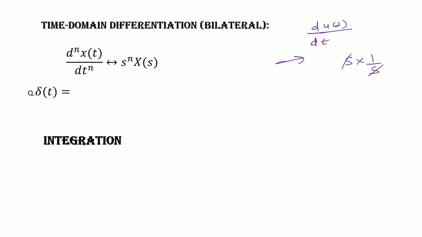Okay, similarly for integration, if we have the integration from 0 to t of x, then the output will be 1 by s times x of s. You can establish the similarity between differentiation and integration. For integration it will be 1 by s, and for differentiation it will be s. Okay, have you understood? So moving towards the next property.